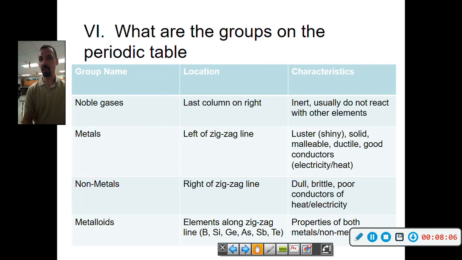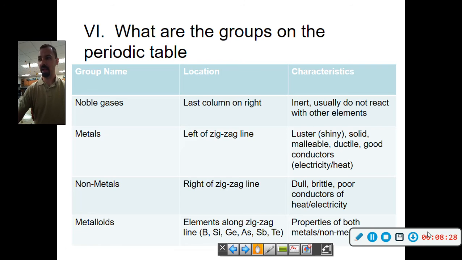Non-metals are on the right side of the zigzag line, and they're exactly opposite of the metals. They tend to be dull and brittle, meaning they're breakable, they crumble a little bit. They are poor conductors of heat and electricity, so they kind of don't like to do what metals do.